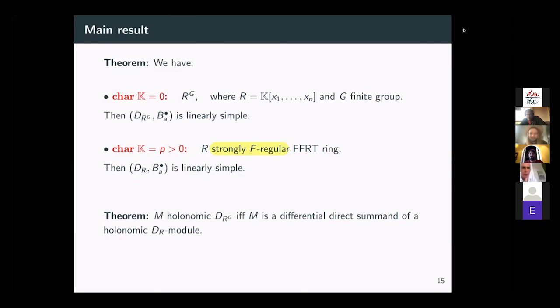Can I ask a question, Jack? Oh, please do. Yeah. Hello, Josep.